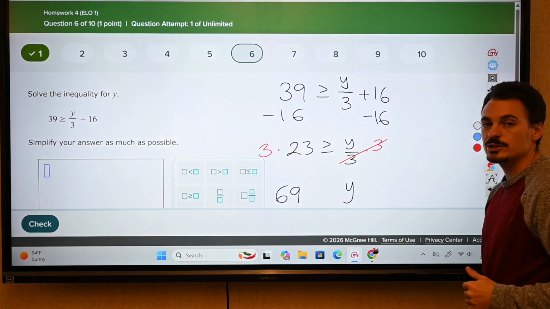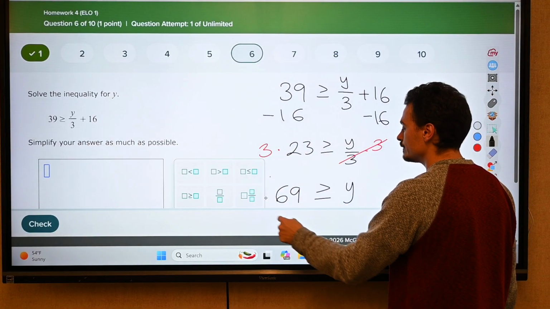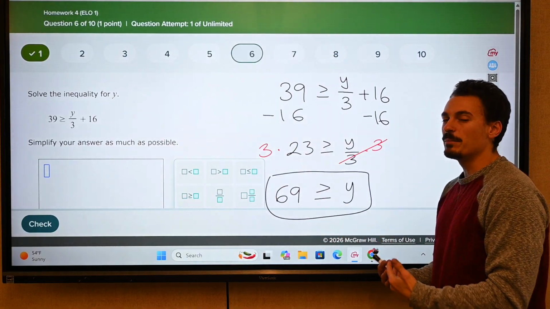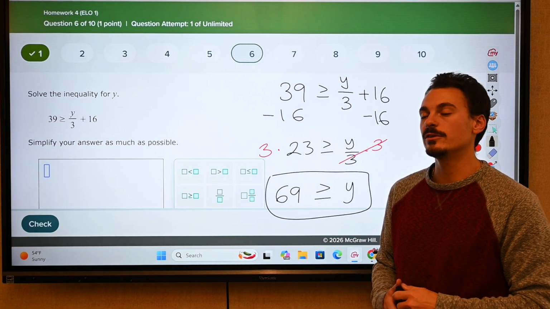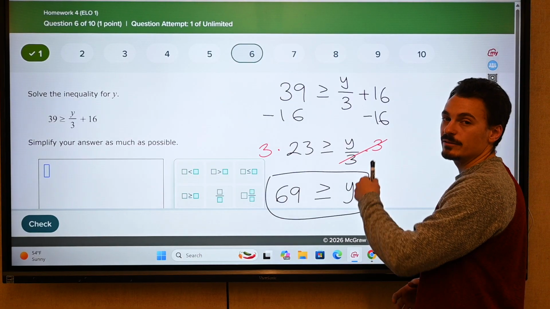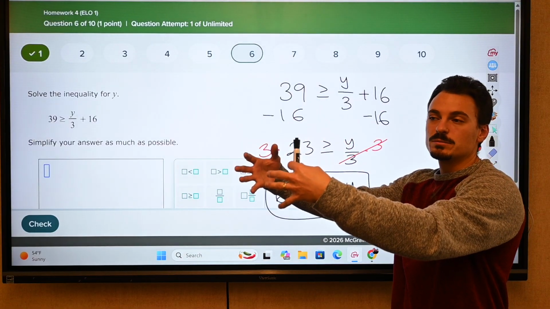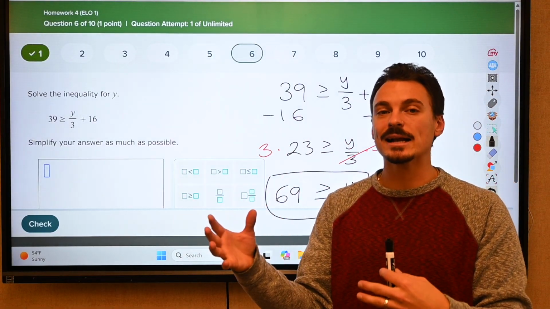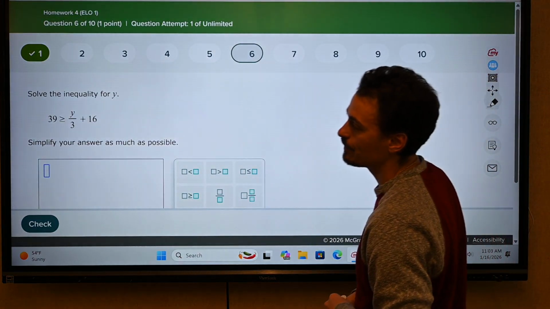Now, on this question, the inequality does not flip. Why did it flip on the last one and not flip on this one? That's a question that you should be asking yourself. The reason it doesn't flip on this one is because we're multiplying by a positive 3. So we're making it that much bigger. When we multiply by a negative, we're changing the magnitude of that number.